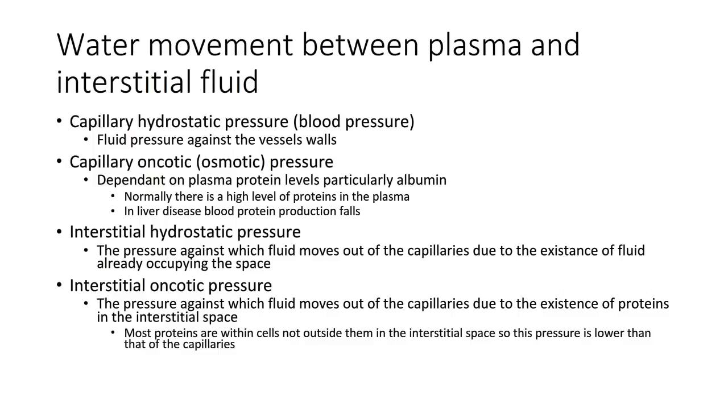Now those pressures are opposed, that fluid movement out from the blood volume out into the tissues is opposed by the fluid pressures that are already there. So the interstitial hydrostatic pressure is the pressure on the outside walls of the capillaries due to the fact that there's fluids in the interstitial space. And there are other things like proteins sitting in the interstitial fluid that create a certain amount of osmotic pressure in the interstitial space, but it's much, much lower than that of the capillary osmotic pressure.